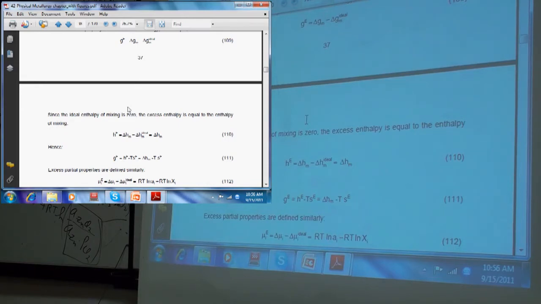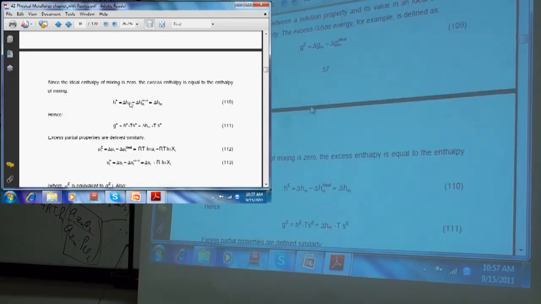The system will try to balance off the entropy and the enthalpy effects in order to come up with the lowest Gibbs energy. But there are always two effects. It's trying to maximize the disorder in order to get the most entropy, and it's trying to minimize the enthalpy in order to get the lowest bond energy, the strongest bonds in the solution.